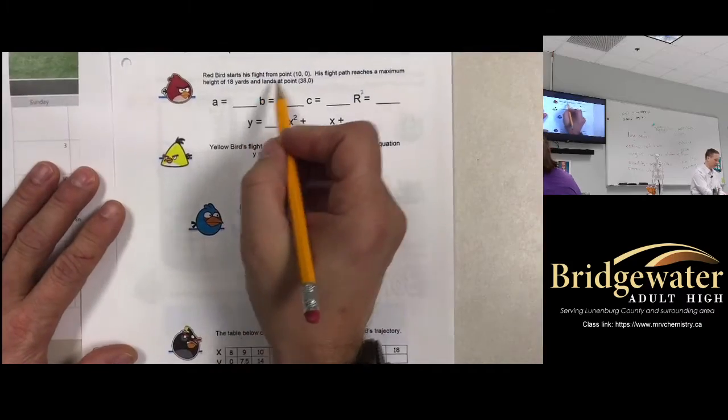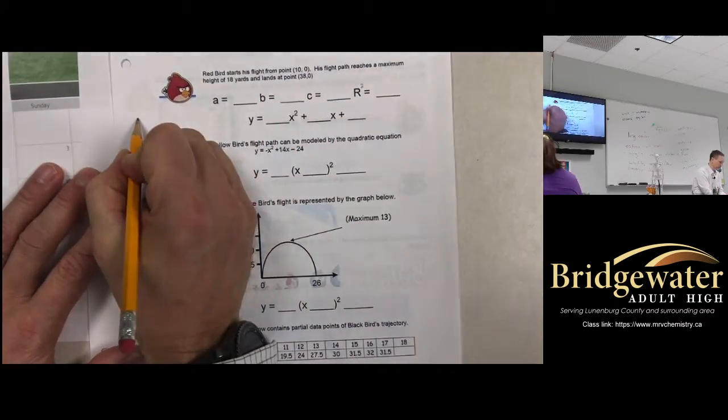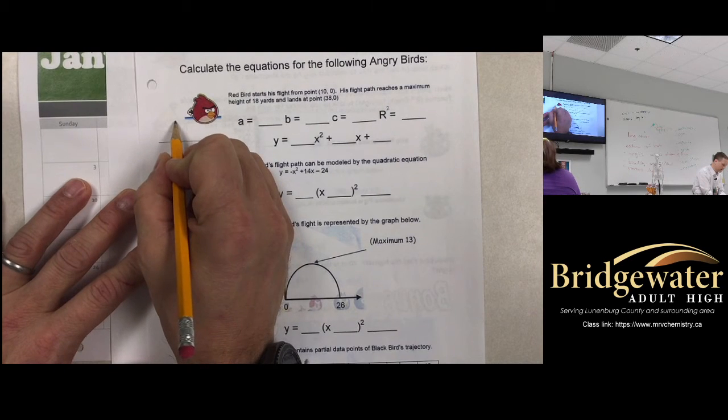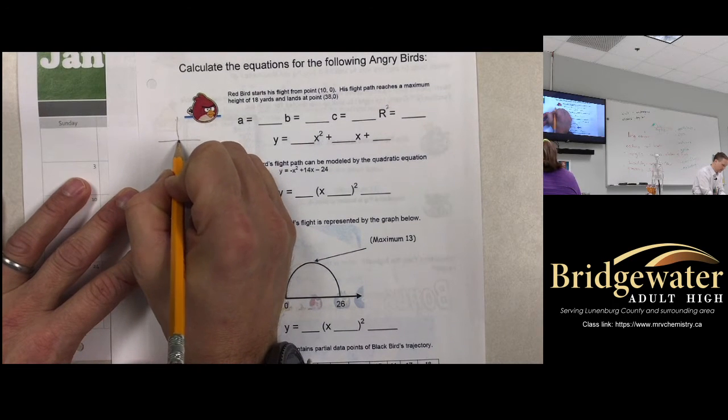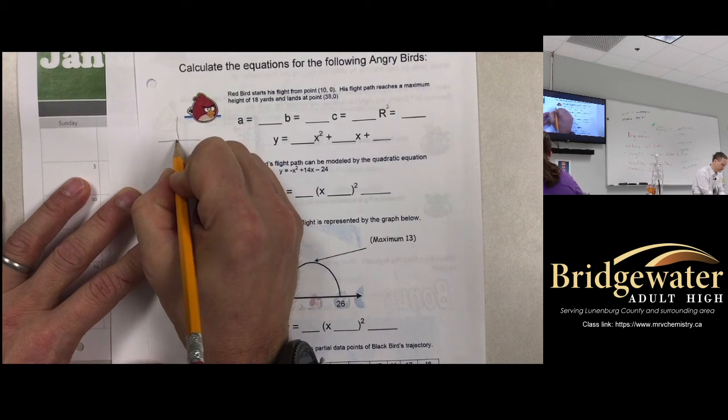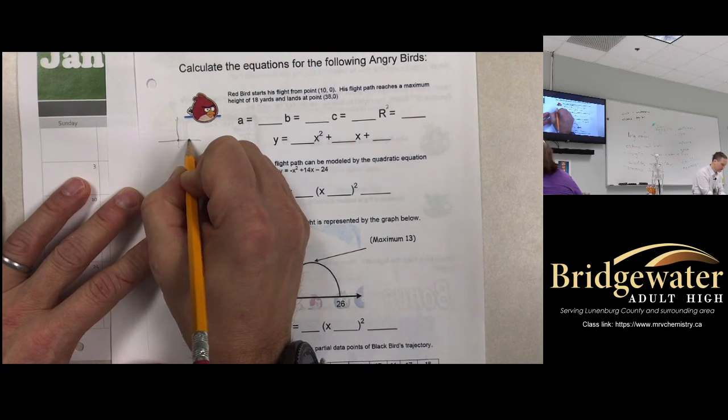Redbird starts his flight from a point 10, 0. So I'm just going to do a little sketch here because I'm a visual person. I have to see this. So there's my graph. Now, I don't care about these quadrants here. So he's going to start off at 10, 0. So there's 0, 0. So 10. So he's going to start off. He's not starting from 0.